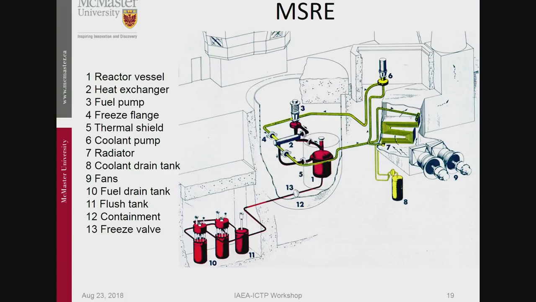Okay, that has its pros and its cons, I guess. So the reactor vessel is here, and then you get this little thing here. It's a heat exchanger, fuel pump. These are the three things that you can easily see.